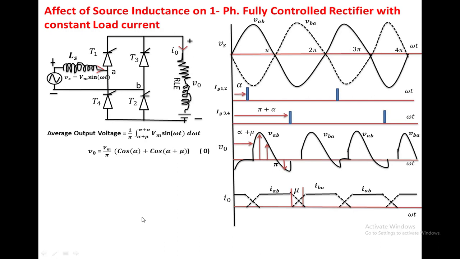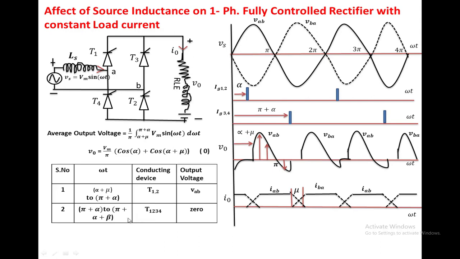Now we are going to present the same circuit operation in table form. From alpha plus mu to pi plus alpha, T1, T2 is conducting. The output voltage is VAB, nothing but this one. Again in this duration, pi plus alpha to pi plus alpha plus mu, all four devices are conducting.